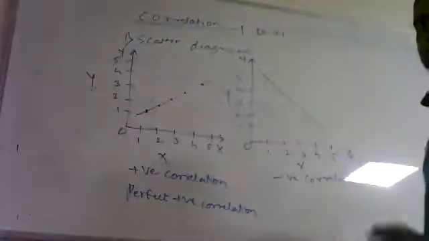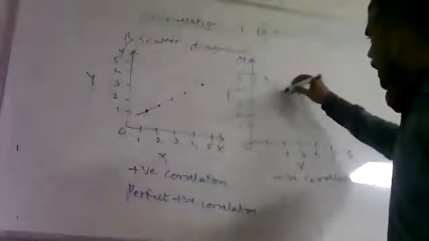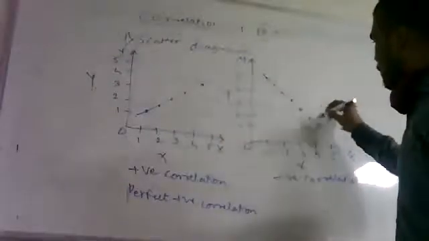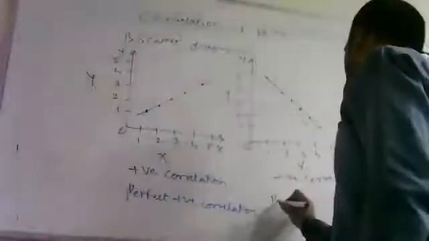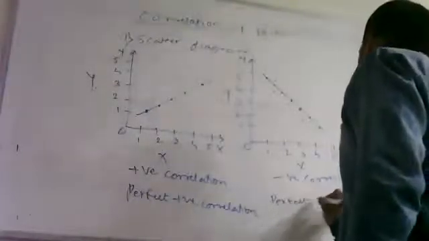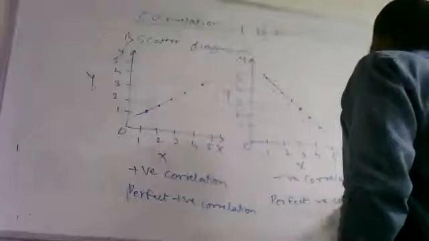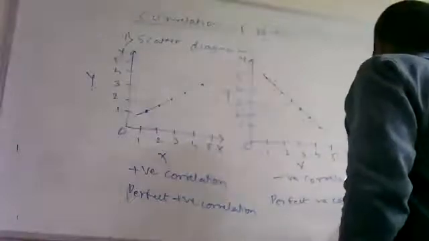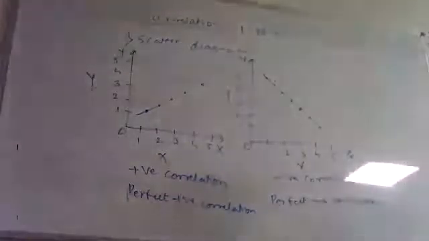Similarly, if all the points lie on the straight line, then it is called perfect negative correlation. ठीक है? Perfect negative correlation. कोई डाउट है? कुछ पूछना है?